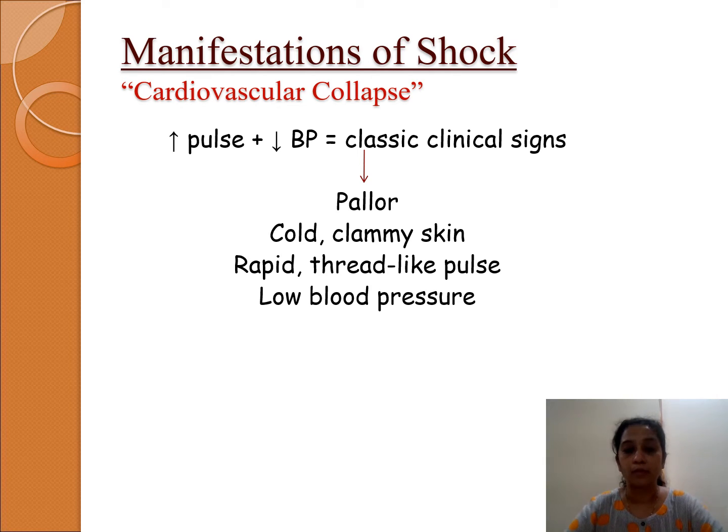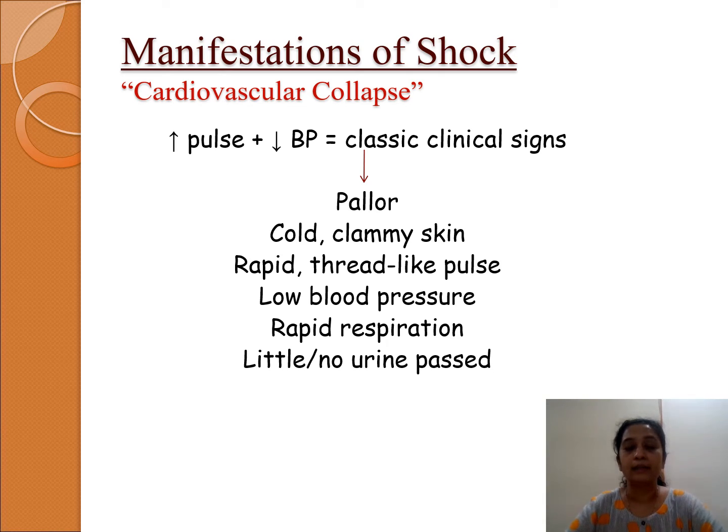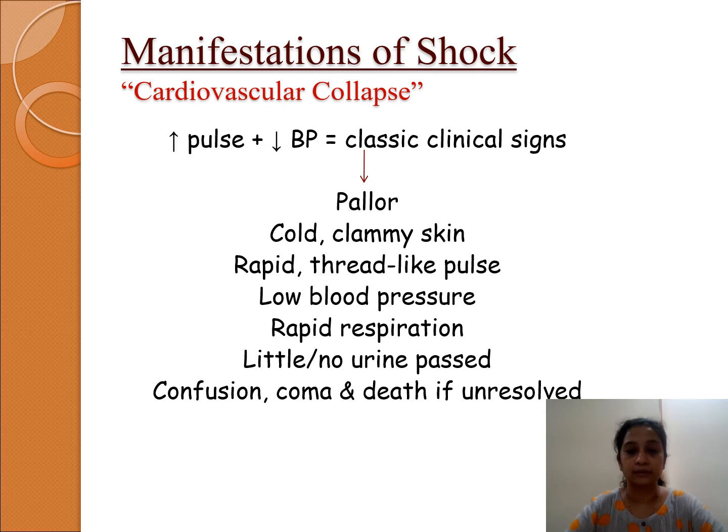And when you monitor the blood pressure, it is very low. The BP is very low. And to compensate for the tissue oxygenation, the respiratory rate increases. So there is rapid respiration. And because the kidneys are not perfused because of the low blood pressure, the urine is not formed and there is little or no urine passed.